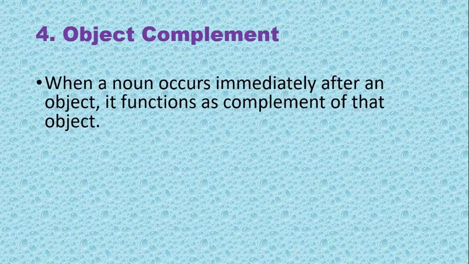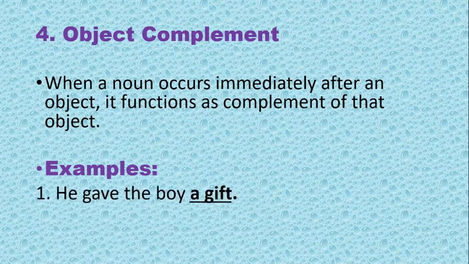Then we also have object complement as a function of the noun. How does a noun perform the function of an object complement? When a noun occurs immediately after an object, it functions as complement of that object. For a noun to function as object complement, we must have two objects in that sentence, the direct object and the indirect object. Now, look at this example. He gave the boy a gift. The boy is an object, a gift is an object.